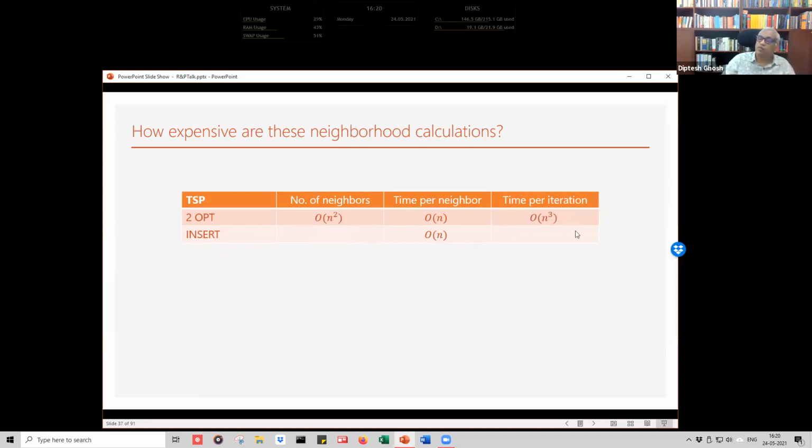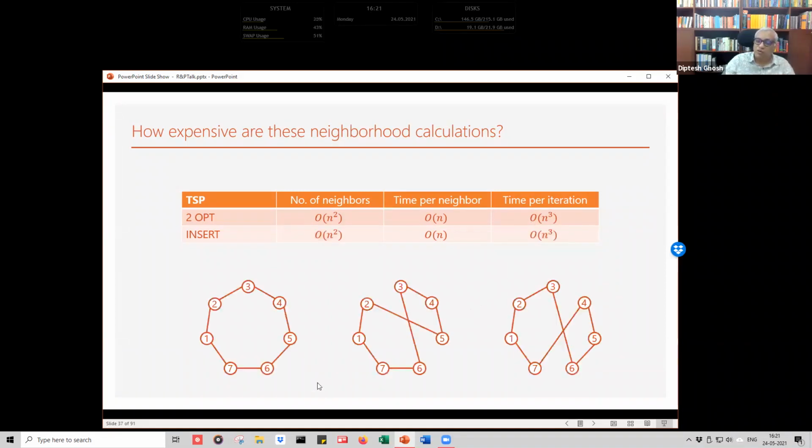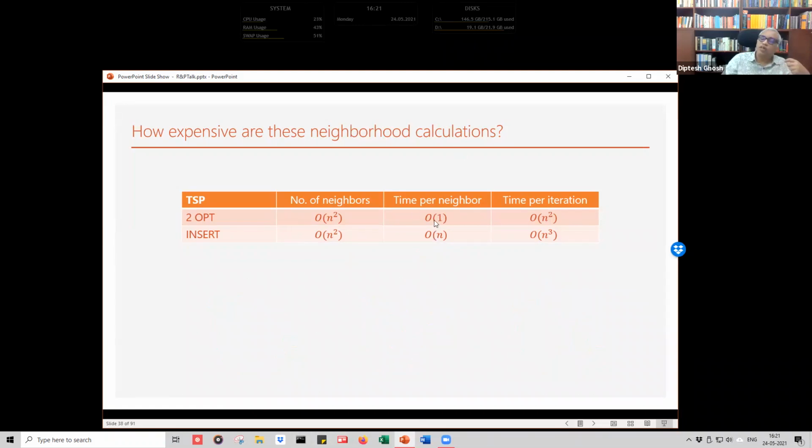So the total time it would have taken would be order n cubed. But if you look at a 2-opt neighbor, from this I'm coming to this 2-opt neighbor. So what does it do? Remove this element, add this element, add this element. So essentially, removal of two edges and adding two edges. Therefore, every time I want to compute the cost of a 2-opt neighbor, I can take the original cost and just in constant time find out the cost for the neighbor.